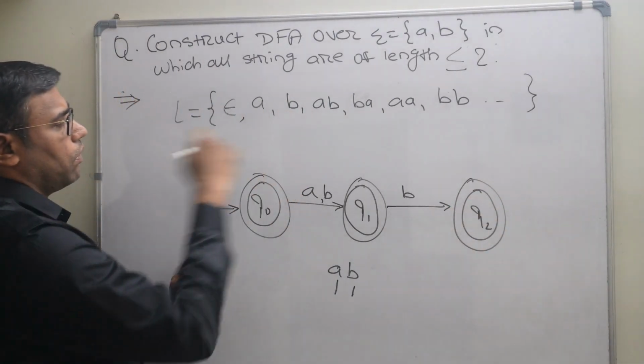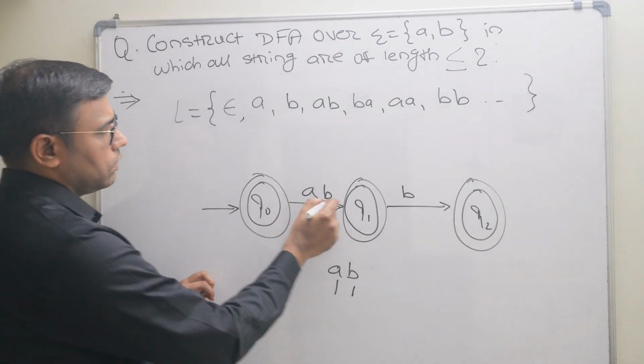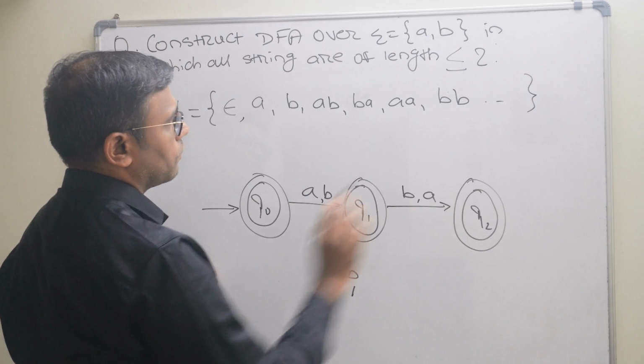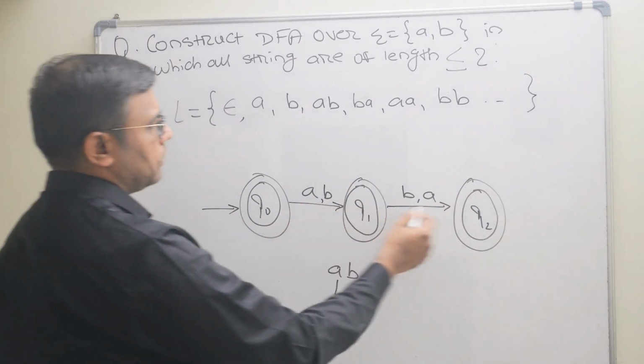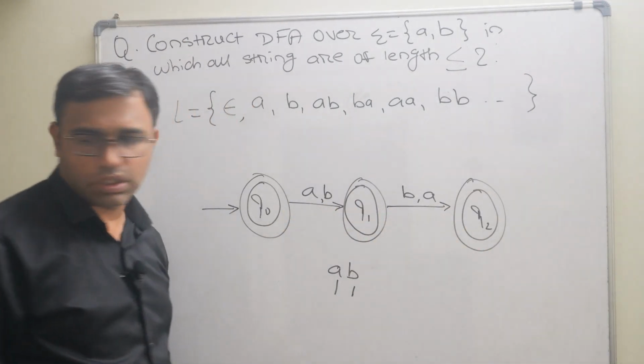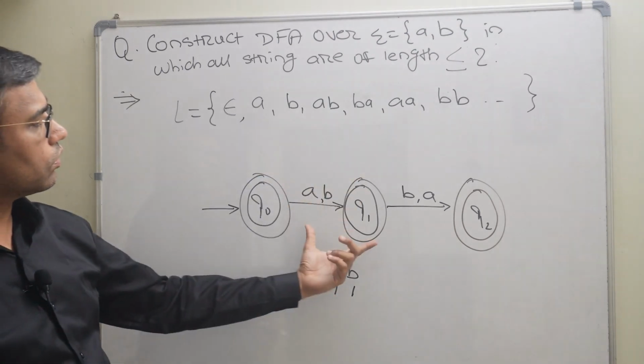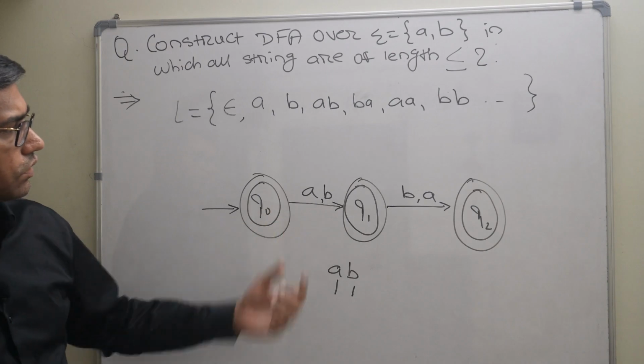Now for BA, so B and then we can write here A, then BB, okay, then ABB. So here you will find only 3 states, and those 3 states will be final states.